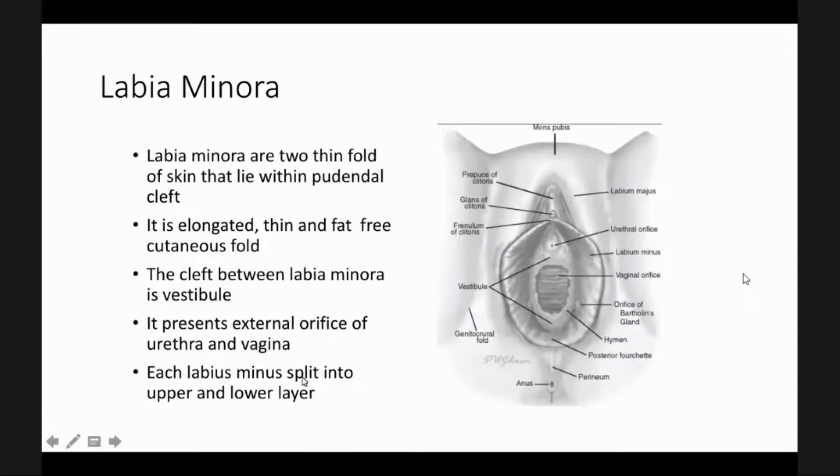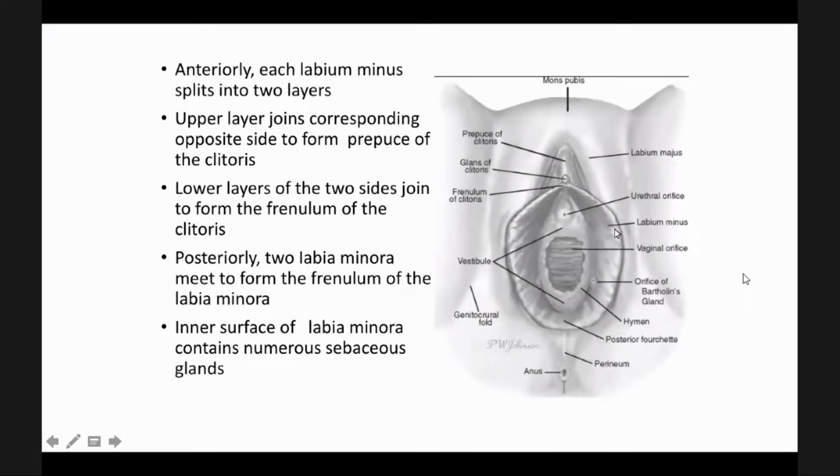Each labium minus splits into an upper and lower layer. Now see here, this is labia minora. They are present on either side. The space between the two labia minora is the vestibule, and in the vestibule, two very important structures open. One is the urethra, next is the vagina.